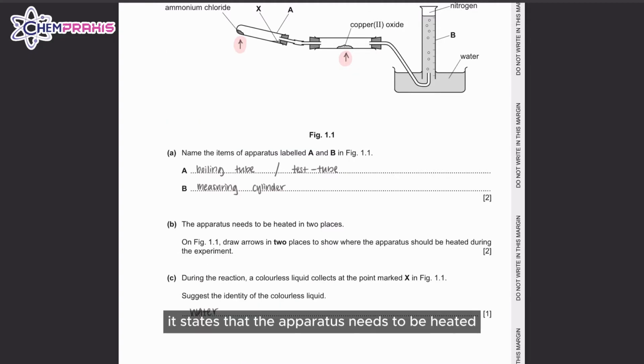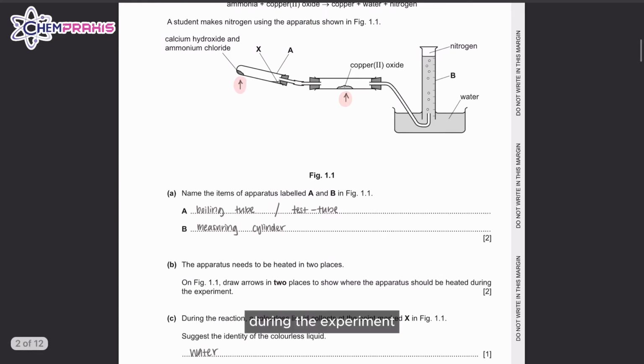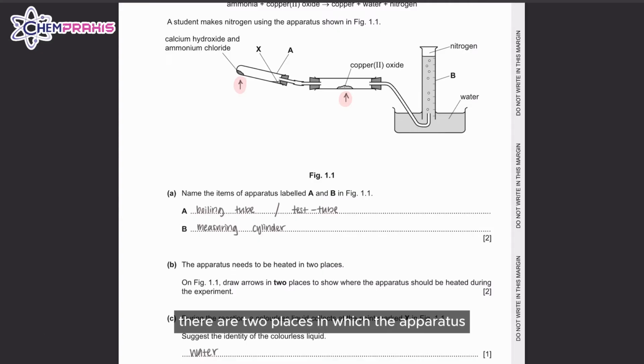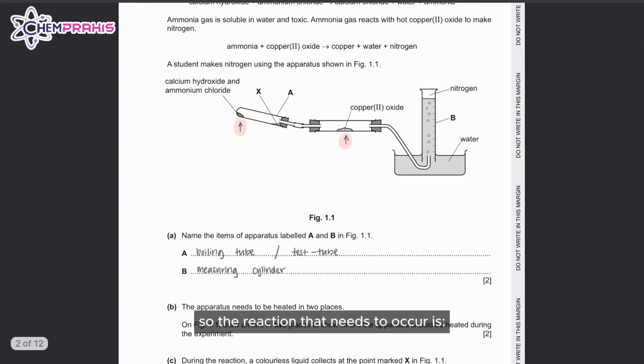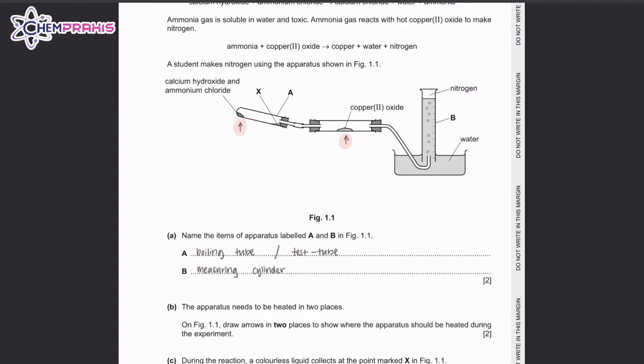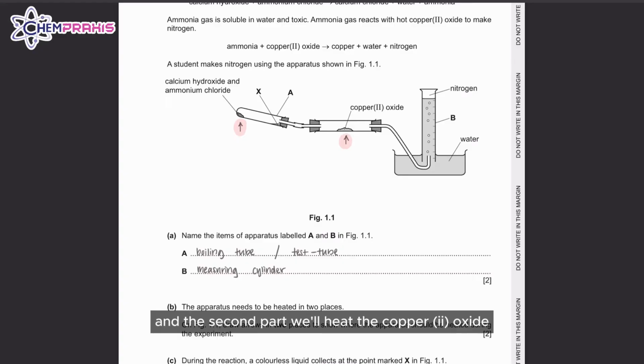For part B, it states that the apparatus needs to be heated in two places. On Figure 1.1, draw arrows in two places to show where the apparatus should be heated during the experiment. During the experiment, there are two places in which the apparatus should be heated in order for a reaction to occur. The reaction that needs to occur is ammonia reacting with the copper(II) oxide. To do this, we'll heat calcium hydroxide and ammonium chloride, and the second part will heat the copper(II) oxide. This will allow both of these to react together, which will end up giving copper, water, and nitrogen, as stated.